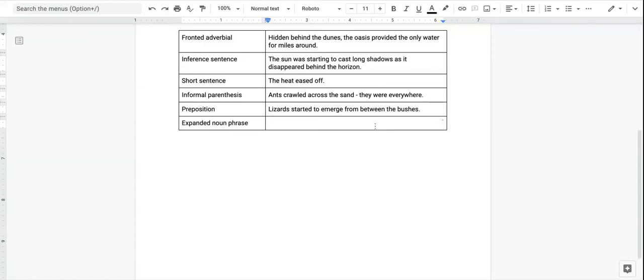And for my last one, I need an expanded noun phrase, so that's where I'm going to have an adjective to describe a noun. So I think I'm going to stick with the lizards. I'm going to say their sandy scales, so that's my expanded noun phrase. Sandy is my adjective, scales is my noun. Allowed them to be perfectly camouflaged. And there you go. Those are all the sentences that you might need to write a setting description.